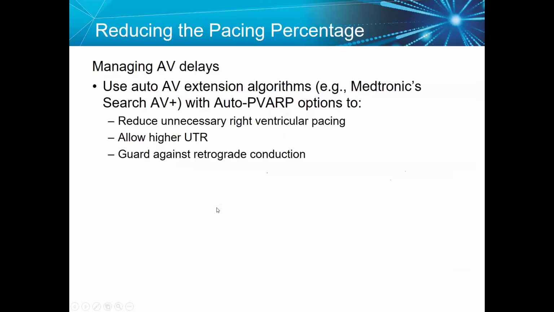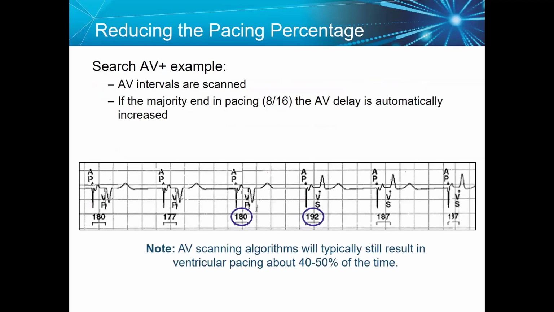Okay, managing AV delay. Use auto AV extension algorithm: Search AV delay in Medtronic, IRSplus in St. Jude, and all this thing, IR plus. Okay, with auto AV option to reduce unnecessary right ventricular pacing, allow higher upper tracking rate, guard against retrograde conduction.